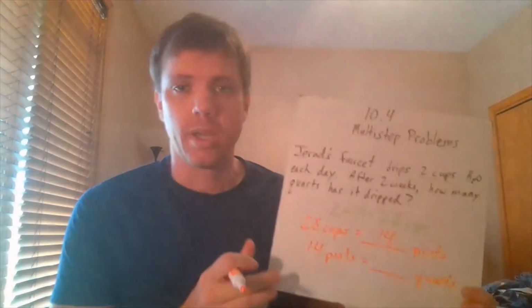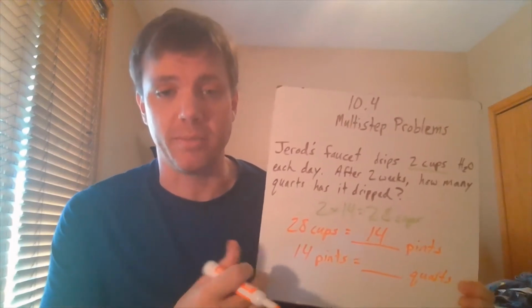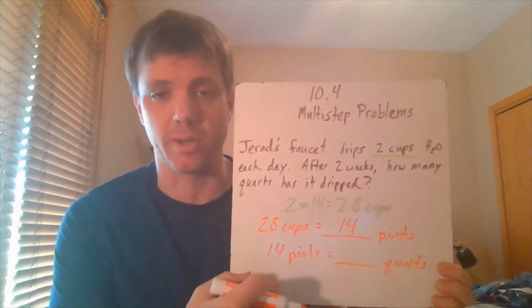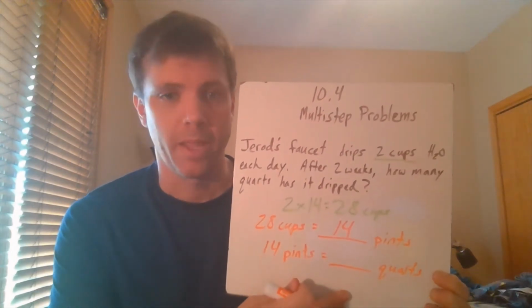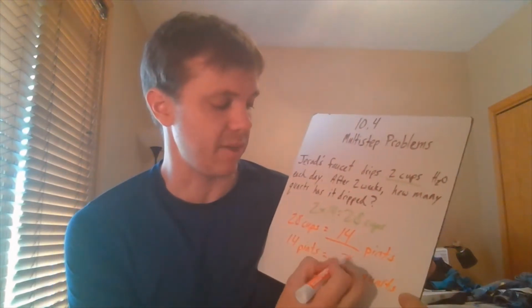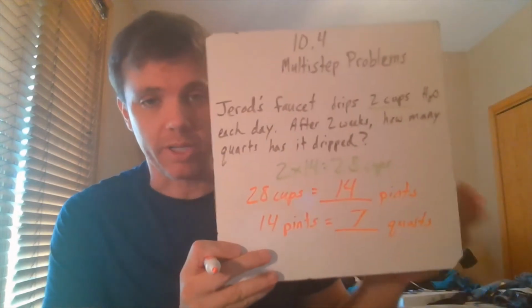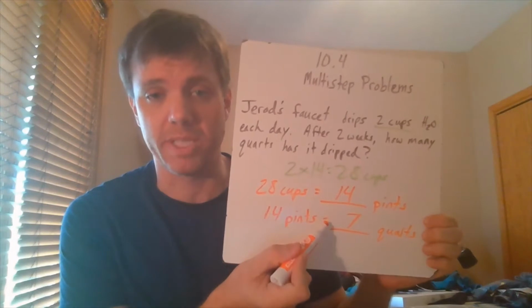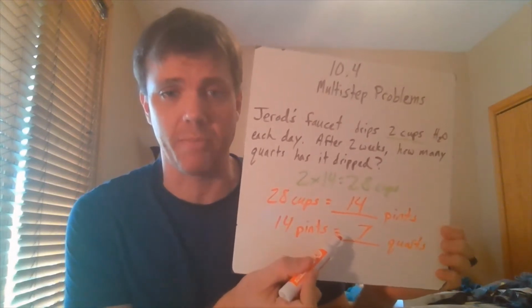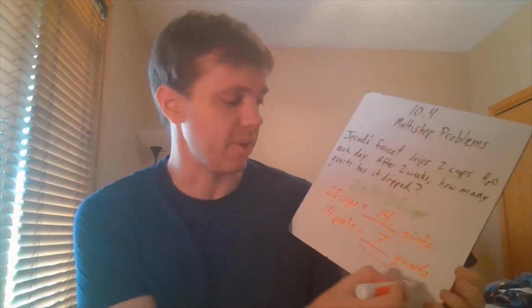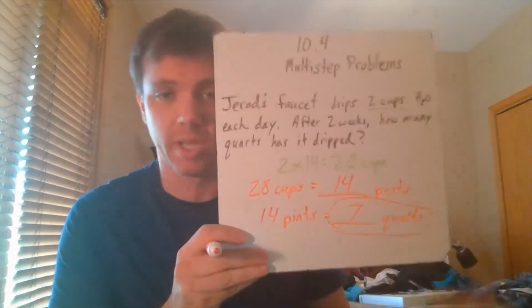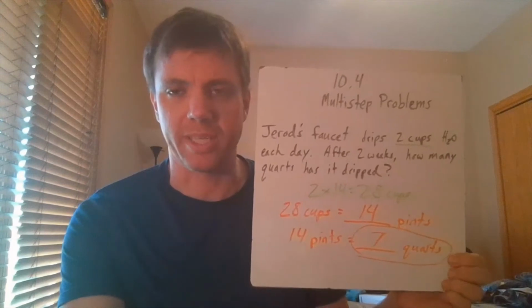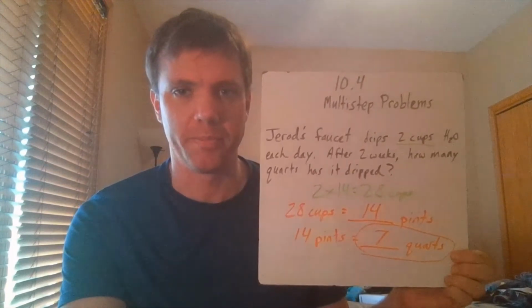And here we have 14. And again, we're pouring it into a bigger thing. Quarts are bigger than pints, so we're going to go 14 divided by 2, which is going to be 7 quarts. Now notice, if I had wanted to, I could have really just said 28 divided by 4 gives me 7, and that still would have gotten me the same place, right? Okay, but our answer is going to be 7 quarts. That's how much water drips in 2 weeks. Okay, hopefully that kind of makes sense. I'll give you a couple more examples here.